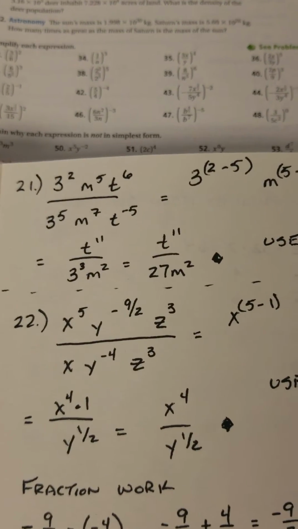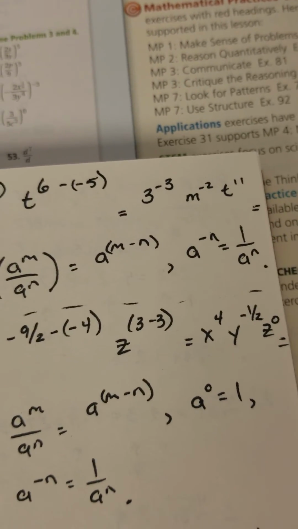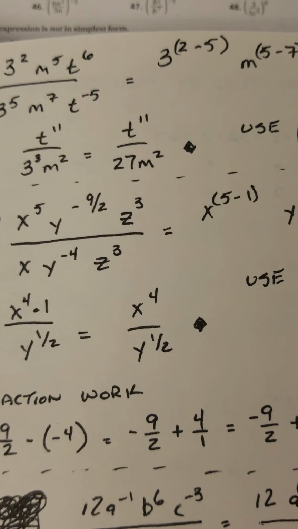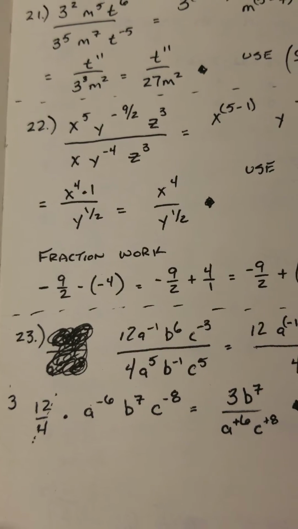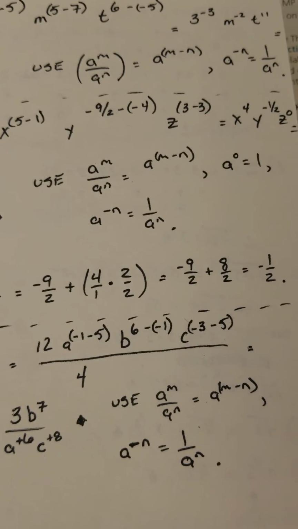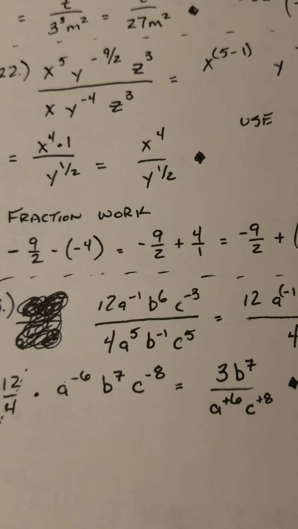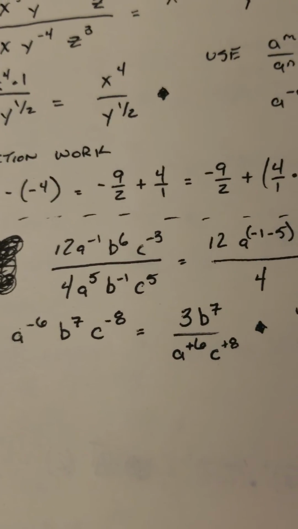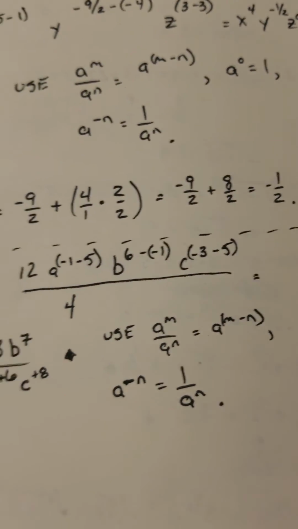So 21 here, you can see how I went through and simplified everything. And I ended up expanding that 3 times 3 times 3, which equals 27. And then 22, same thing, top and bottom. I see the z's cancel each other out there. It's going to be z to the 0, which equals 1. And I ultimately get x to the 4th over y to the 1/2. Show my fraction work there. In case you guys get lost on the fractions, just want to make sure you know how I did that.